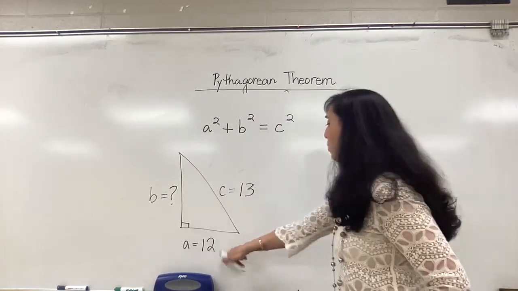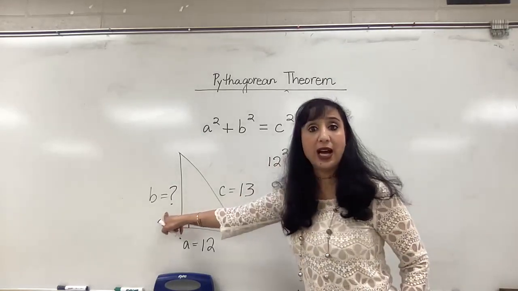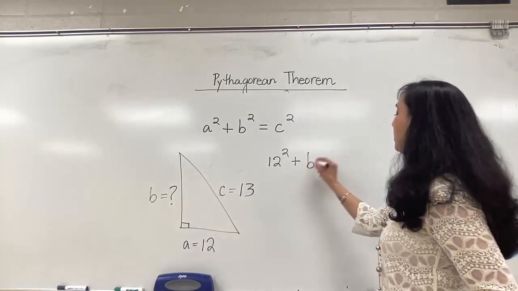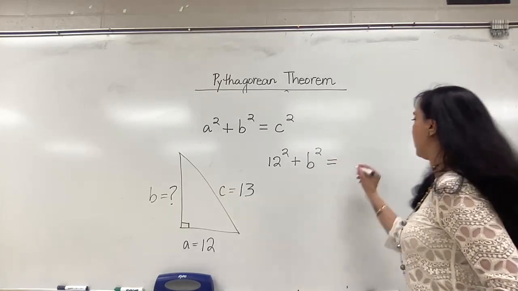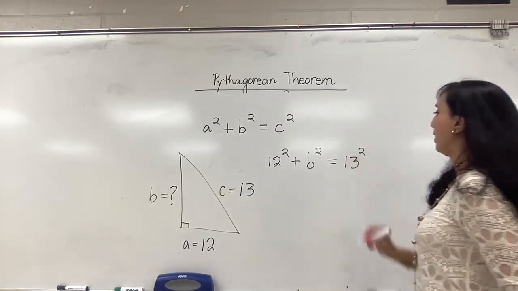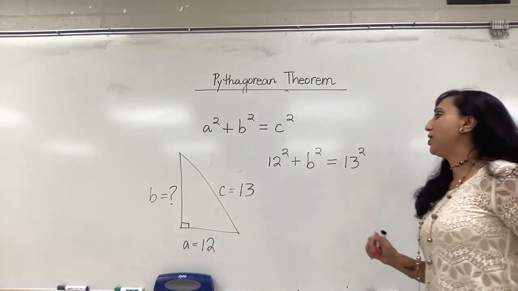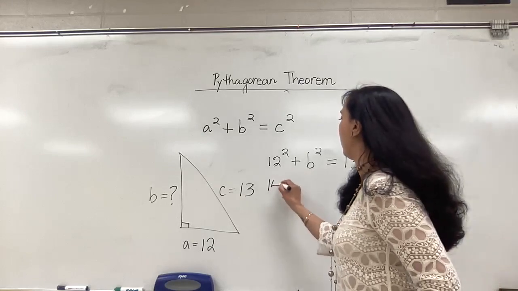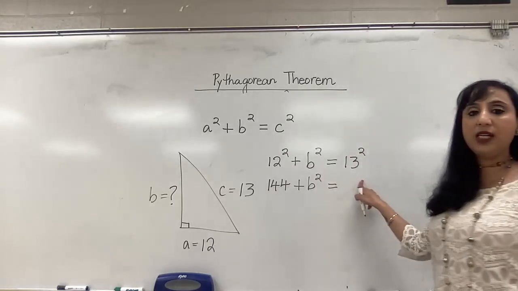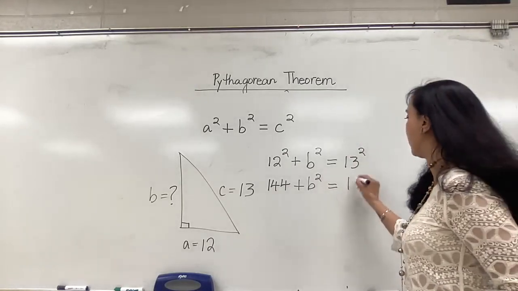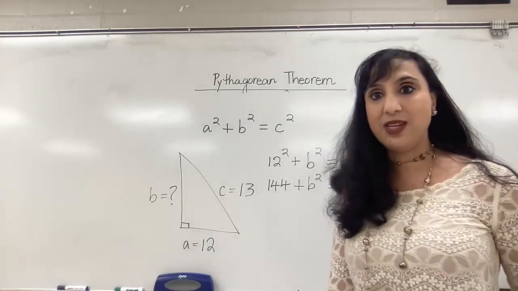I'm going to say a squared is 12 squared plus, I do not have b squared, so plus b squared is equal to, I do have c squared, which is 13 squared. I've written the equation out like this. So 12 squared, I get 144 plus b squared is equal to 13 squared, which is going to give me 169. 13 times 13 is 169.